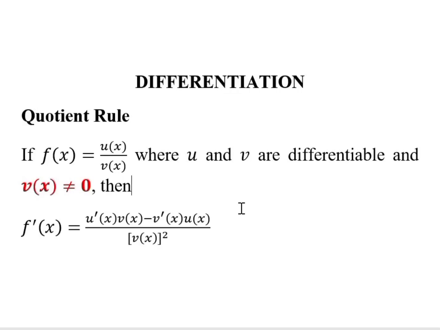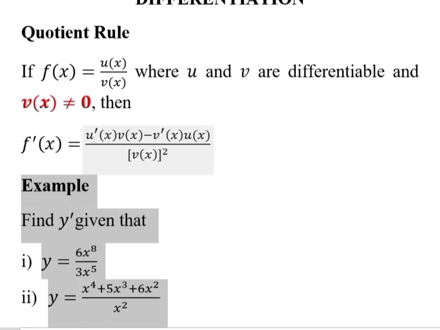When a function is given in terms of two functions, whereby the relationship between the two functions is a division sign, then we can only differentiate that using quotient rule. So quotient rule states that if given f of x, which is given in terms of two functions as u of x over v of x, where both u and v are differentiable, and v is not equal to 0, then the derivative of that will be found by taking the derivative of u times v minus the derivative of v times u of x, over v of x squared.